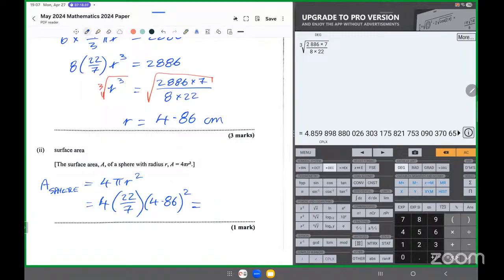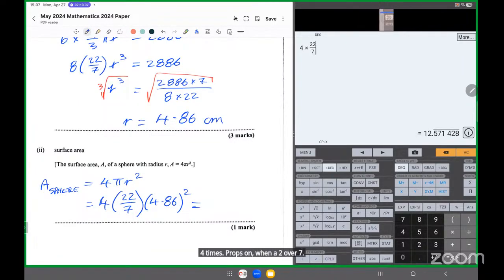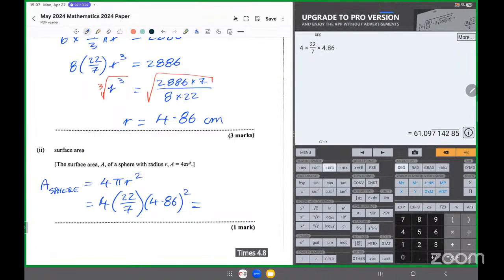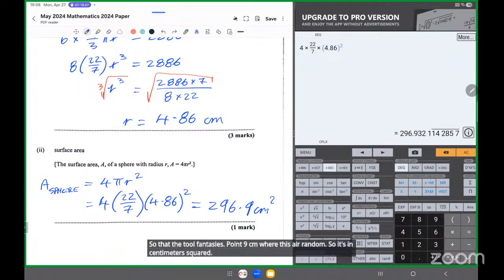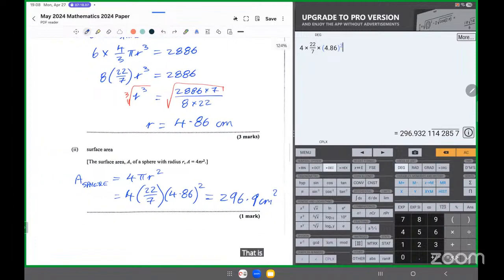Equal, and you put it in square. So it's 4 times the fraction 22/7 times 4.86 squared. So we're getting 296.0.9 centimeters squared. It's area, and so it's in centimeters squared. That is it. Very good.